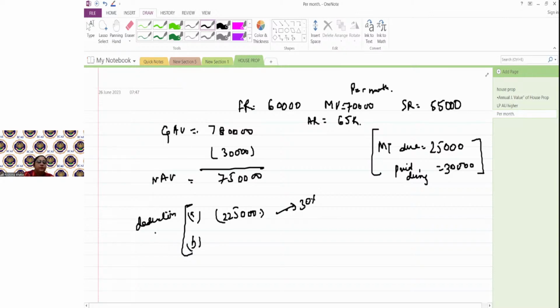Second, in 24B, the deduction you get under clause B of section 24 is on interest. Interest of what? Interest on loan taken for that property. Now, since you are the owner of the property, you might have taken the loan to purchase it or to construct it, right? So the interest on the loan is allowed as deduction. Interest, my friend, whatever is getting accrued during the year.